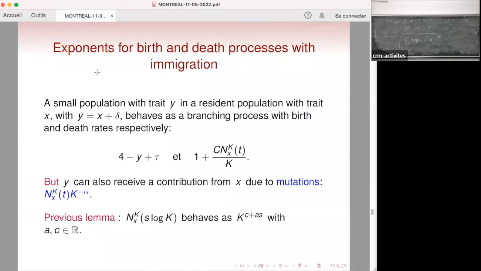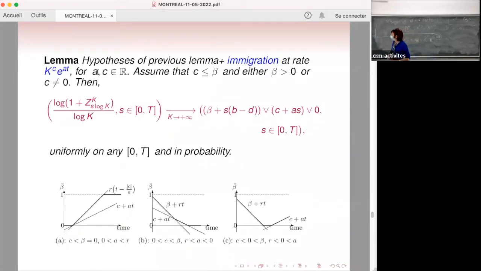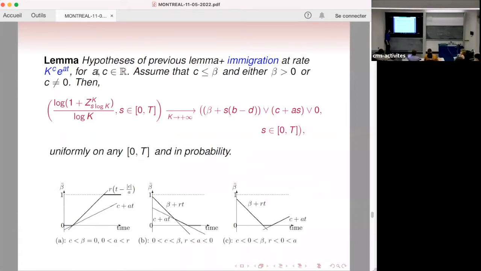Okay, so we have to add some immigration to the previous lemma. The second lemma is that, with the previous assumption and adding an immigration at rate k c exponential at, if you consider this process and assume that either c is less than beta, so that there are situations that we will have in our population process, you converge exactly in the same sense, uniformly on time in probability, to the exponent we were waiting for without immigration, supremum with the term given by the immigration, or supremum 0.